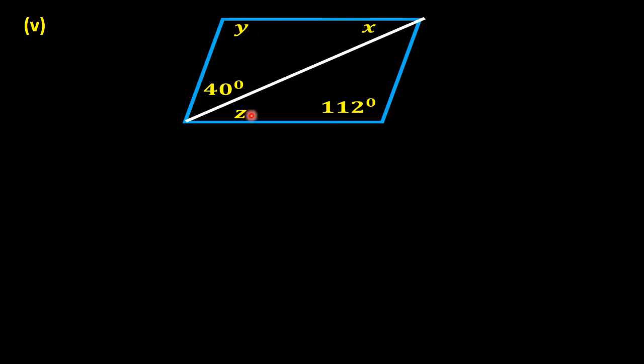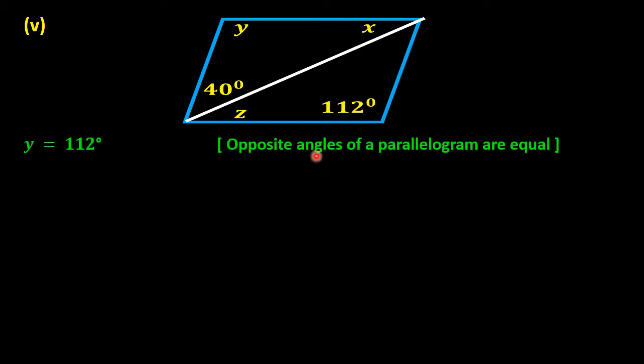Now in this parallelogram, 112 degree and the angle y are opposite angles. So using the second property of a parallelogram, the value for y is also 112 degree because the opposite angles of a parallelogram are equal in measure. So in this way we get the value for y.